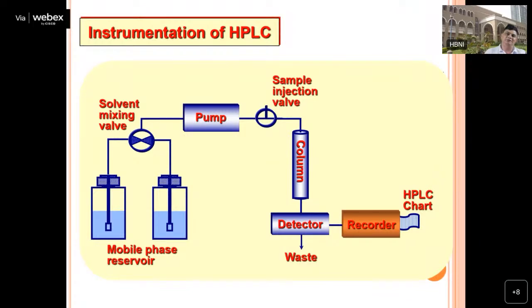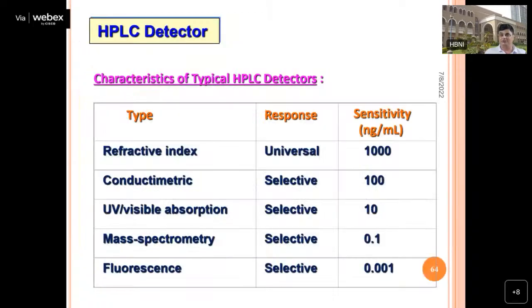Okay, then this is the instrumentation of the HPLC. Basically, there is a reservoir. Before putting into the pump, you have two different mobile phases in reservoirs. They will mix, and then it is pumped, and it goes to the column and detectors. There is also a waste. Whatever comes out goes to waste, and the detector gives you signals, and that's how we generate these HPLC charts.